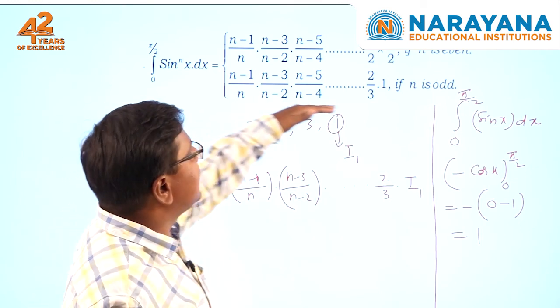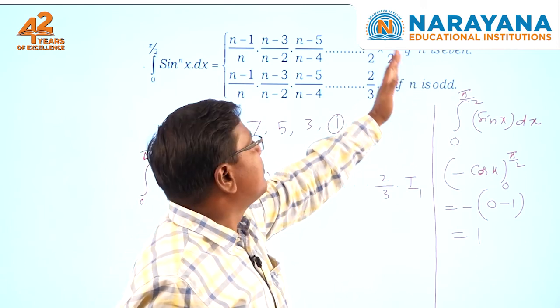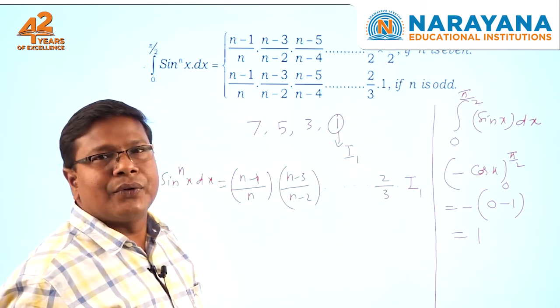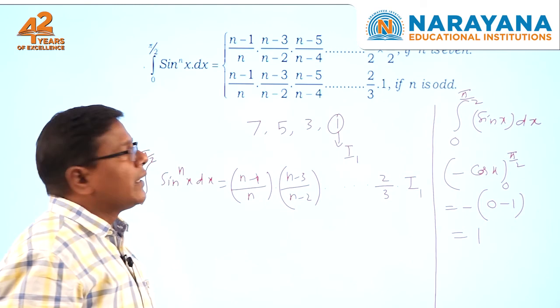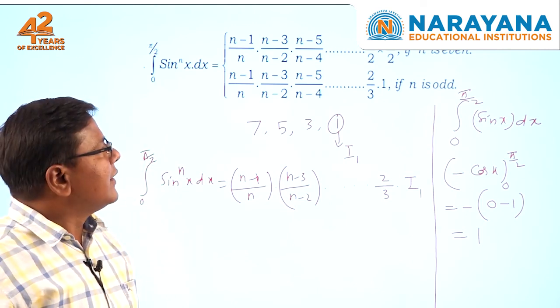Therefore, this is the result for n is odd, and this ends with pi by 2 if n is even, okay. This is the way you need to understand the reduction formula of definite integration in this chapter, right.